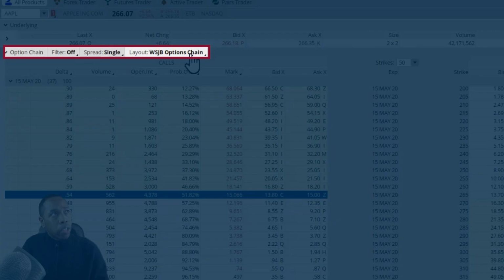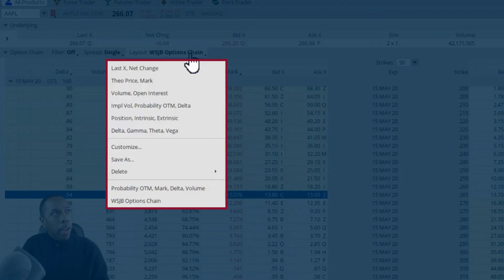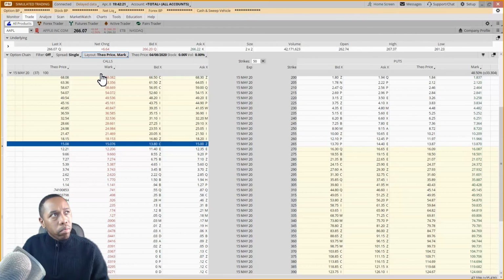We're going to take our signature layout here, and we're going to actually go to Theo price and mark price. So this right here is a preset that's already in the system. All you have to do is just click that. And this is going to be relevant for this class so you can see how the market is created.